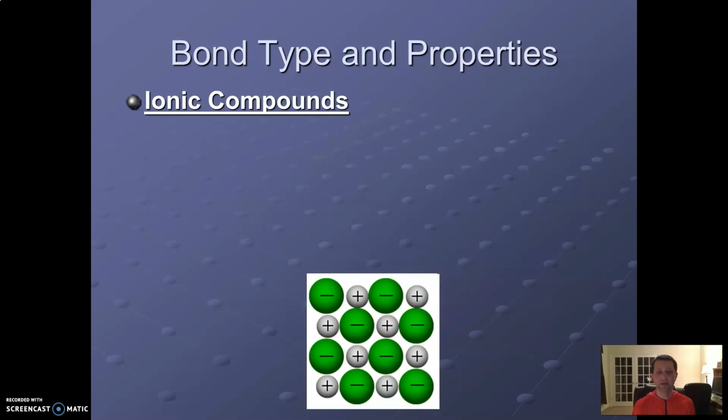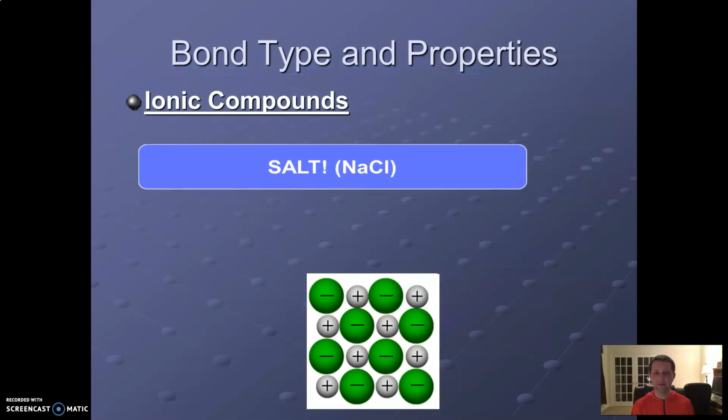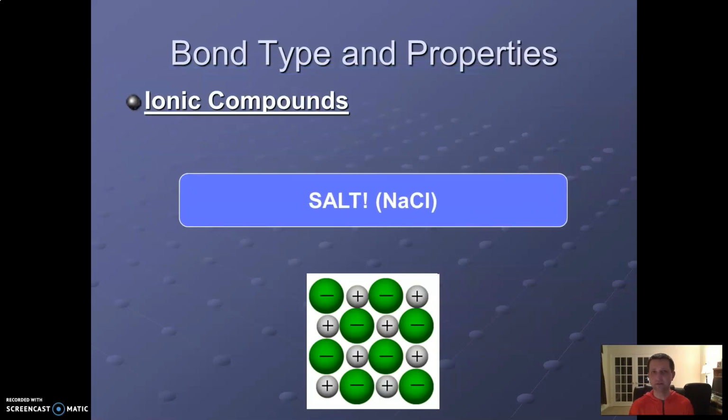So the first one we're going to look at is ionic compounds. What I always ask students to do when I introduce this is to think of a very, very common, everyday ionic compound. And hopefully, if I ask you that question, you're thinking about regular table salt, right? So that's the most common example of an ionic compound. I talk about it in class all the time when we talk about ionic compounds.